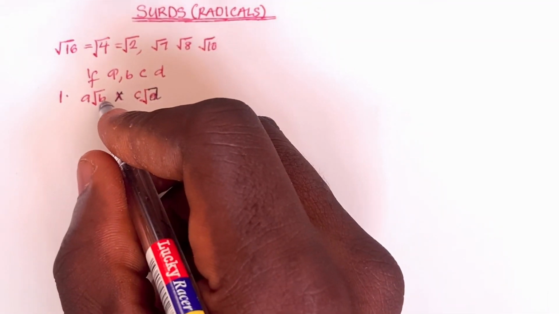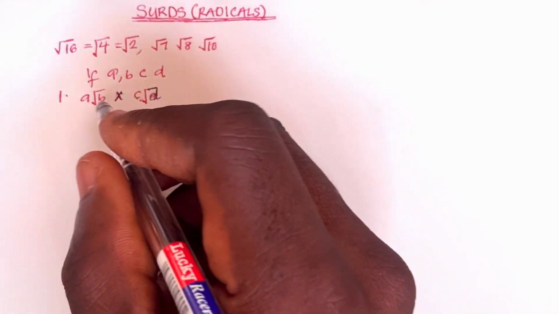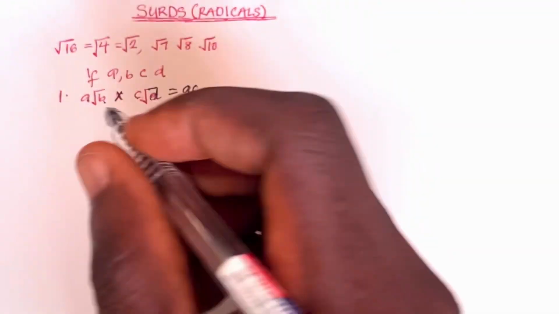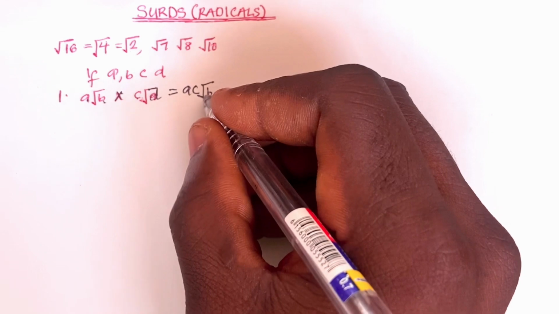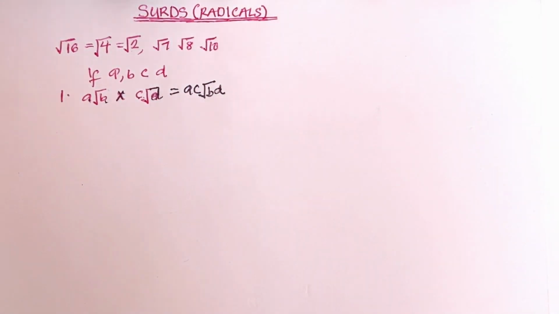Then you pack both b and d into one root. For example, a multiplied by c is AC, exactly. Then root b multiplied by root d will give you root bd. So basically this is the rule for multiplication. Now let's move to the second rule.